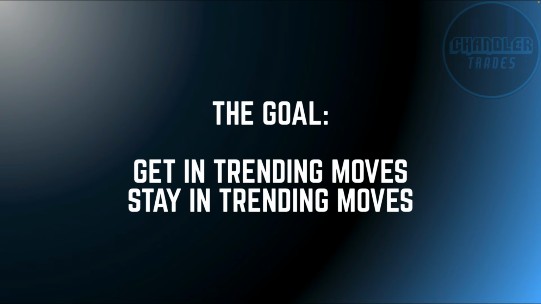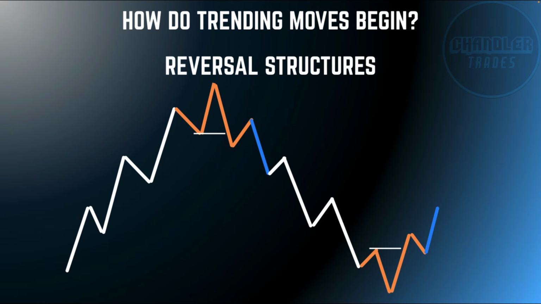Now, I would be classified as a reversal trader because my approach has me looking to enter a trending move early in its formation, shortly after the reversal. But I want to be very clear that the main goal is to participate in a trending move, not to catch the very top or the very bottom. And so, referring to trending moves, what starts a trending move? How does that begin? The answer is a reversal structure.